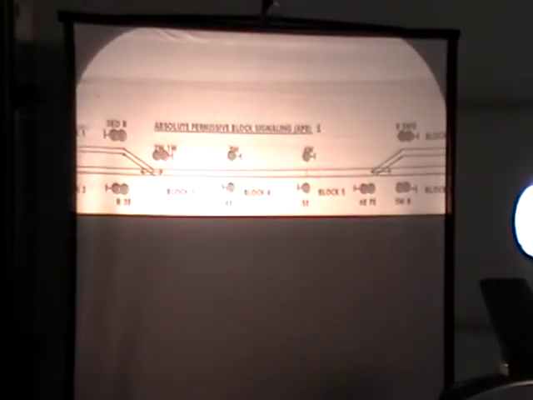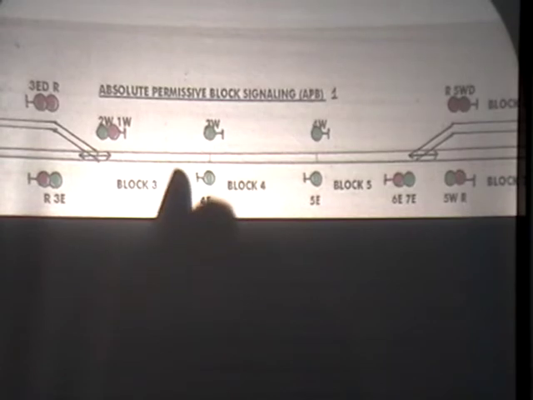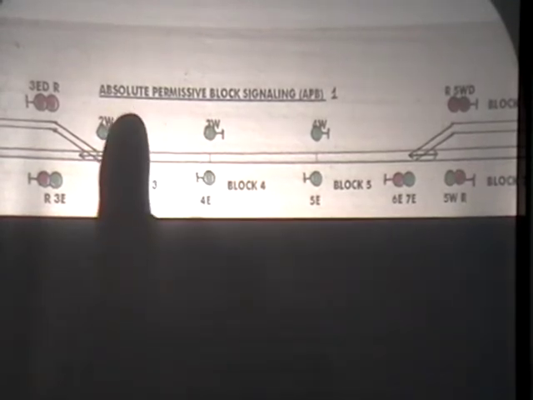But unlike when we were kids, not all of our trains travel in the same direction, following each other or on different tracks. Occasionally we have trains that oppose each other or cross each other or need to pass each other. And then we get into what's called absolute permissive block signaling. So we had automatic block signaling for one train following another train, and now we have absolute permissive block signaling for trains opposing each other.